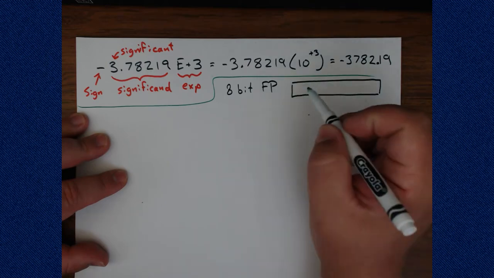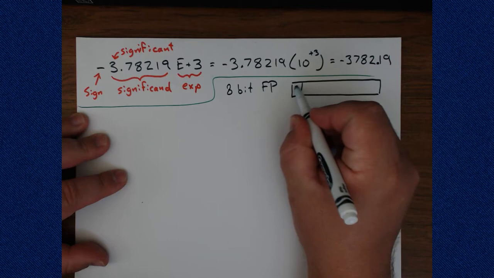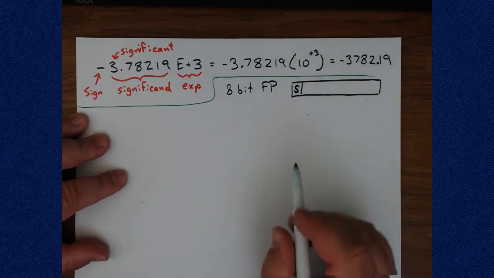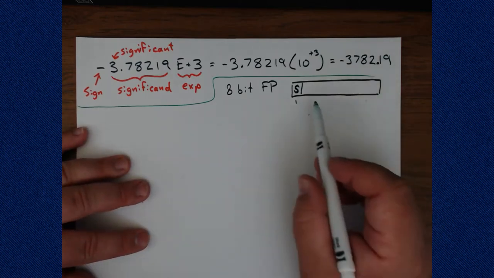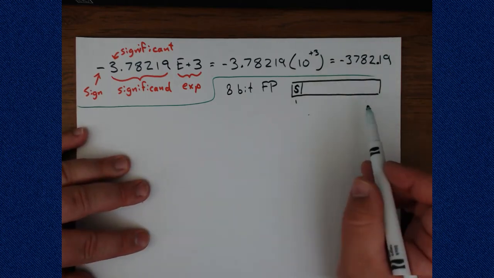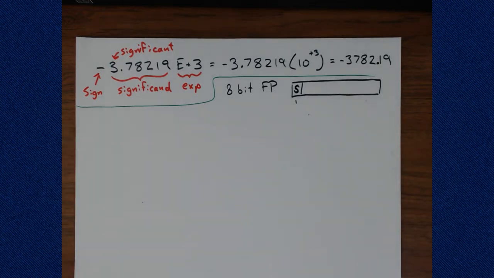But very often, especially since we're used to the sign bit being the high order bit, the sign bit, oops, that should be an S. The sign bit goes here, and it's just a single bit big. Then for these other locations, we have to decide how many bits of our remaining 7 bits we want to use for the significand or for the exponent.